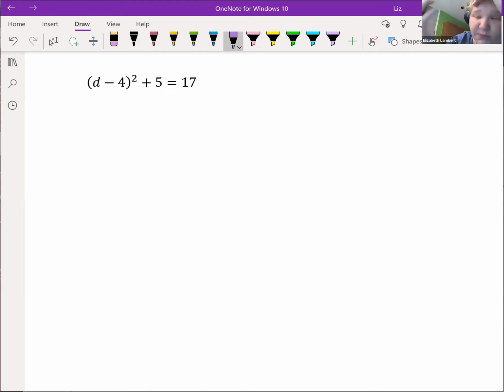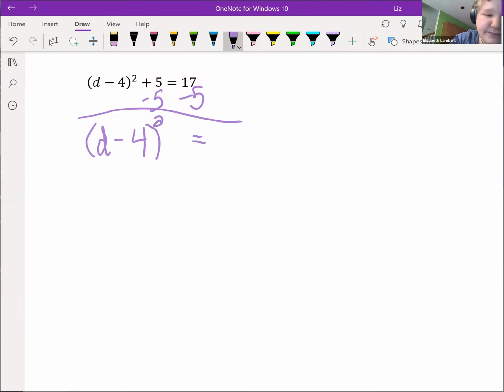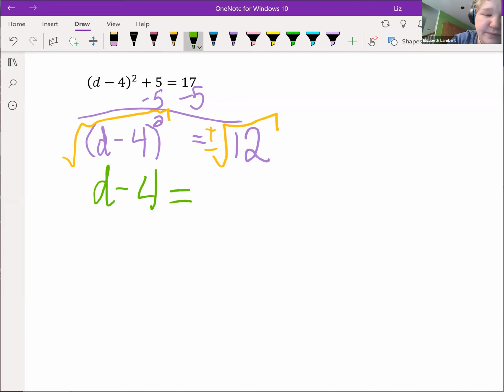But here, since we don't have that yet, and because we have a thing squared and the rest of it is numbers, if you notice it, it will work and allow us to use the square root property. We end up with this. And now we're going to toss in square root over here, which forces a square root there and a plus or minus. So the square root of d minus 4 squared is now just d minus 4, and plus or minus the root of 12.